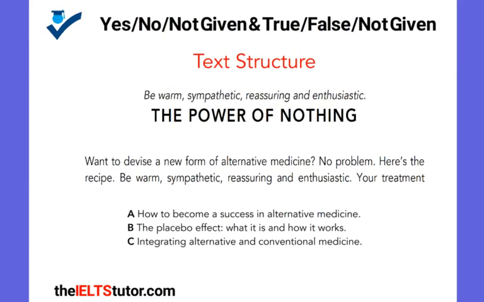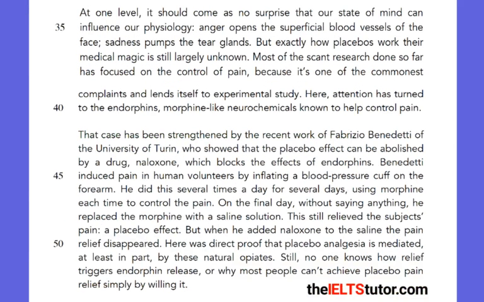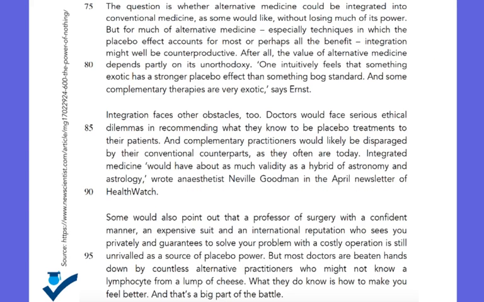Now, for section C, integrating alternative and conventional medicine, you should be able to locate this at the beginning of the 8th paragraph with the words, the question is whether. Okay, so let's try to locate that. So this is part of the third section, integrating alternative medicine with conventional medicine. So you can see that the whole passage here is divided into 3 main sections.